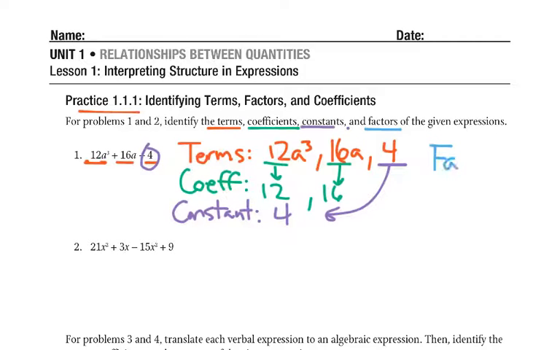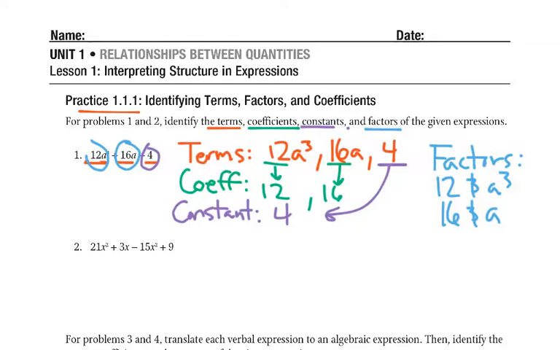And then our factors. Factors are things that are multiplied together. A number can be made up of factors. So factors, things that are multiplied together: 12 times a cubed, so factors 12 and a cubed, and then 16 times a, so 16 and a. Those would be our factors. Alright, so we do it for number 2. If you didn't try this one first, try to do number 2 on your own. Just hit pause, try to do it on your own, and see if you can come up with the right stuff.